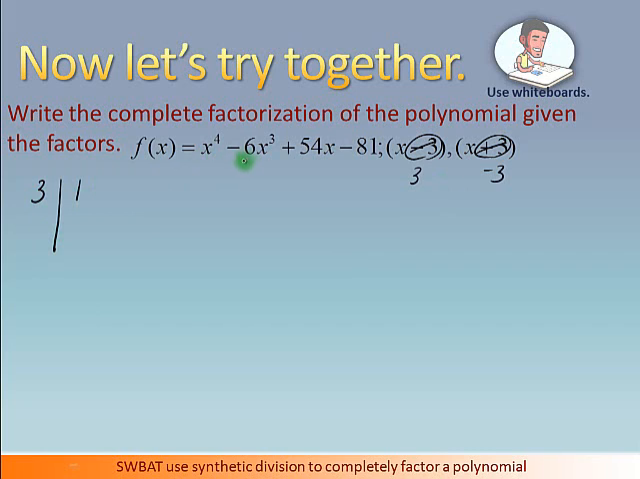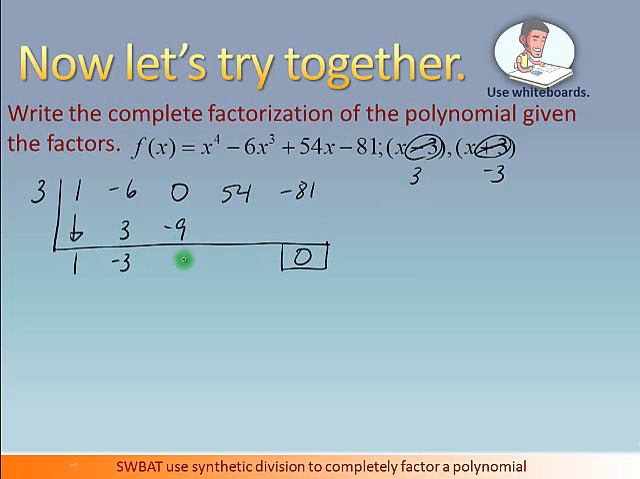Starting with 1, then negative 6. Notice on this one there's no x squared, so that's where I have to put a placeholder. 54, and then negative 81. Keep in mind that I know x minus 3 was a given factor, so my remainder should be 0. Let's go ahead and see if that's true. 1, 3 times 1 is 3. That gives me negative 3 when I add. Negative 9. Add those. Multiply 3 times negative 9 is negative 27. Add those. That gives me 27. And positive 81, and I do get 0.